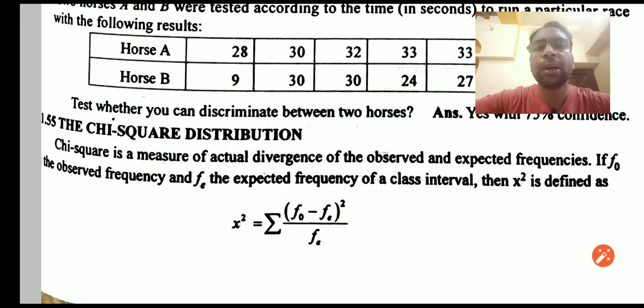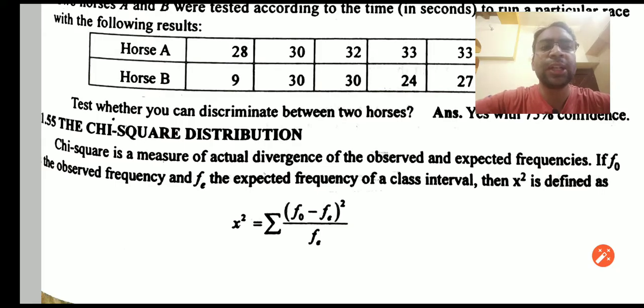the chi-square test. The chi-square distribution is a measure of the actual divergence of the observed and the expected frequencies. So whenever in a data we have some observed frequencies and some expected frequencies, this chi-square will give the actual divergence of the two measures.